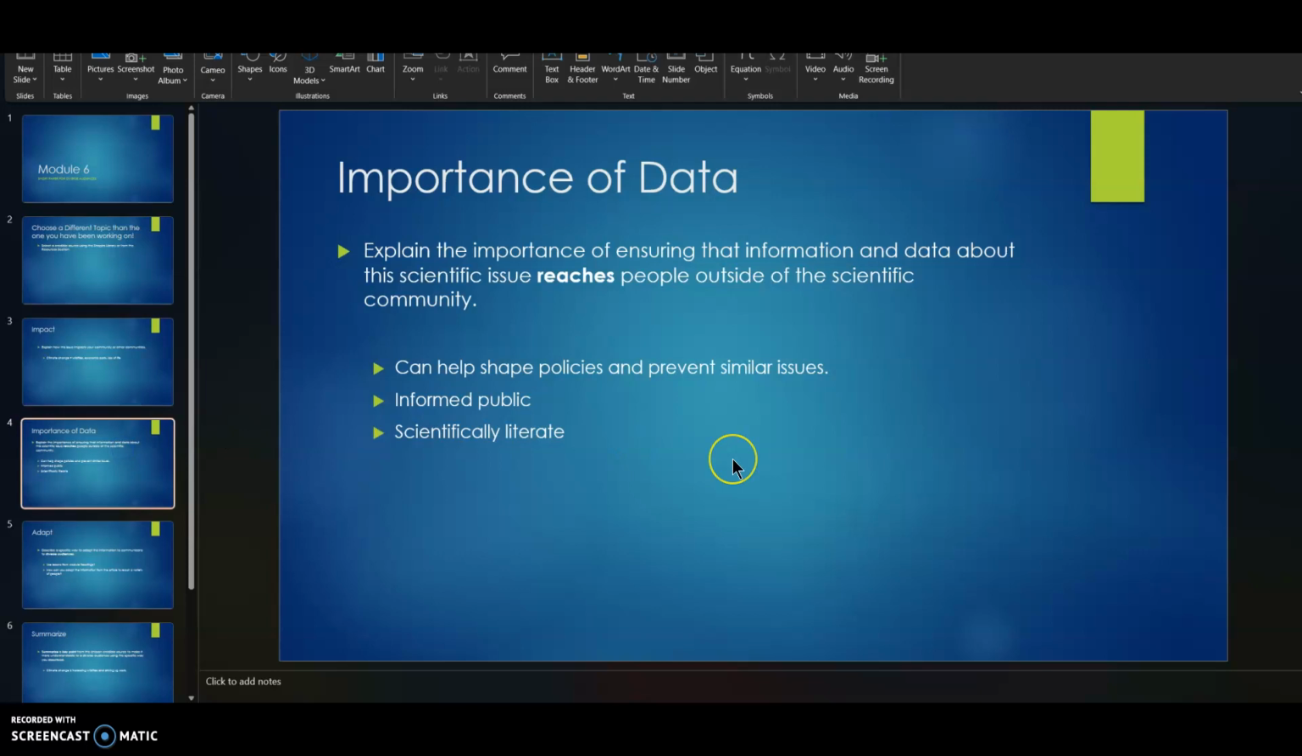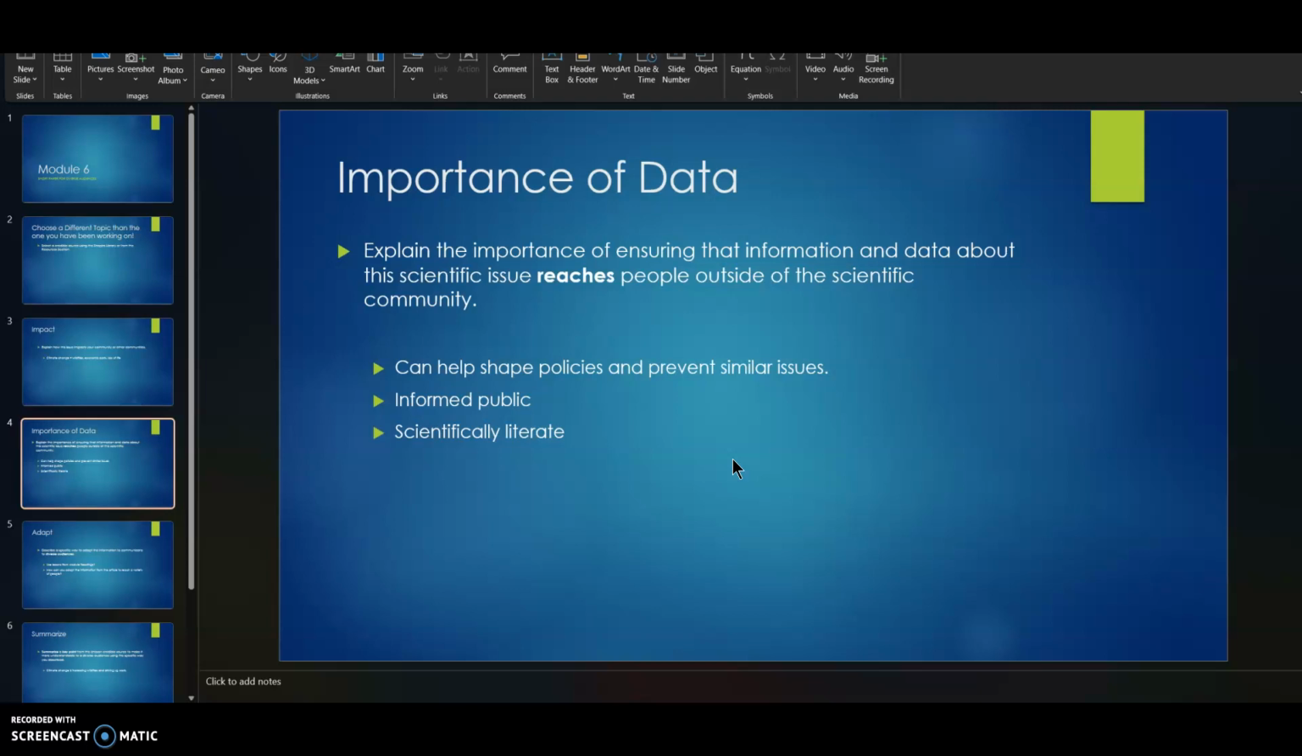The next part is the importance of data. So you're going to explain the importance of ensuring that the information and data about the science issue reaches people outside of the scientific community. So why is it important that it's not just scientists talking to other scientists, right? That it's going out into the community.